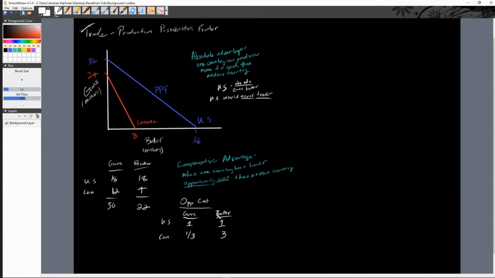And so what we want here, this is a cost. So what we want is to produce the things that have the lower cost, which means that the lower cost will be butter for the United States and guns for Canada, which means that Canada will solely produce guns, and the US will solely produce butter. They will both specialize in these particular goods.